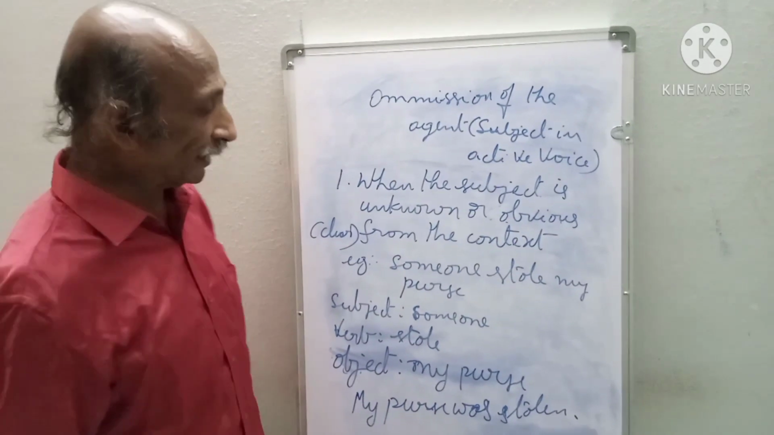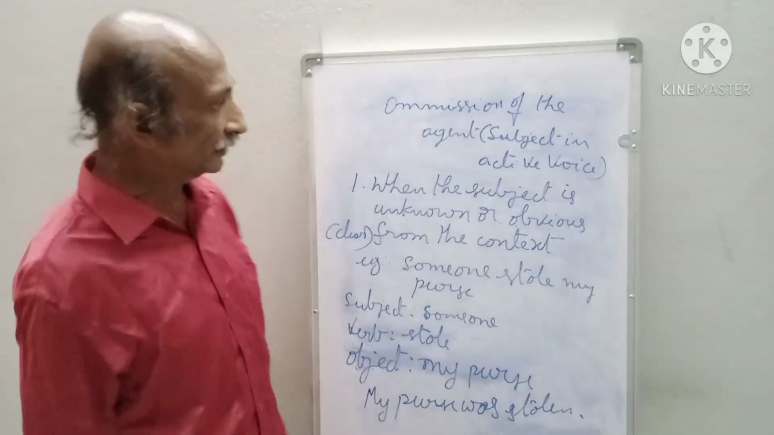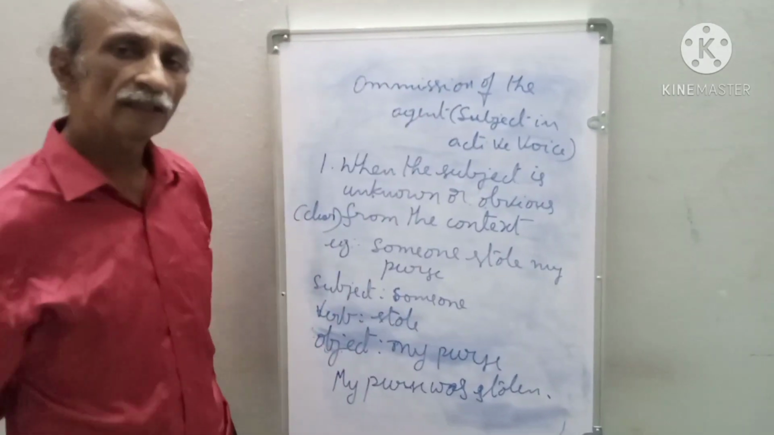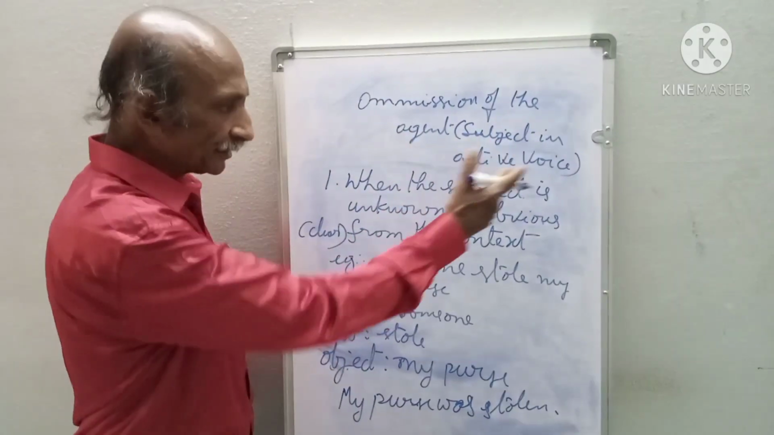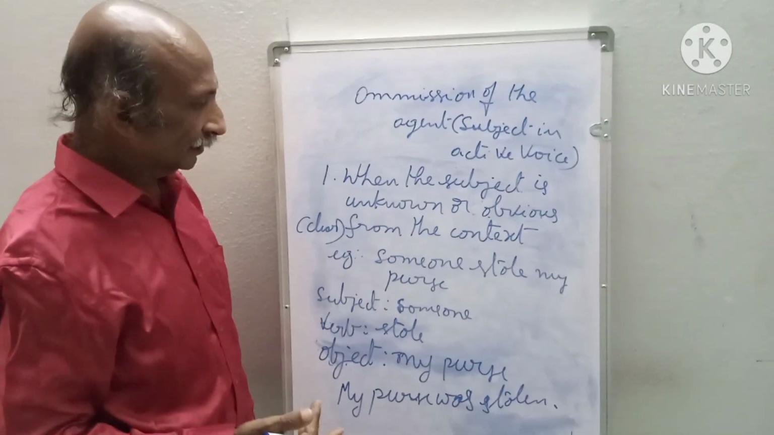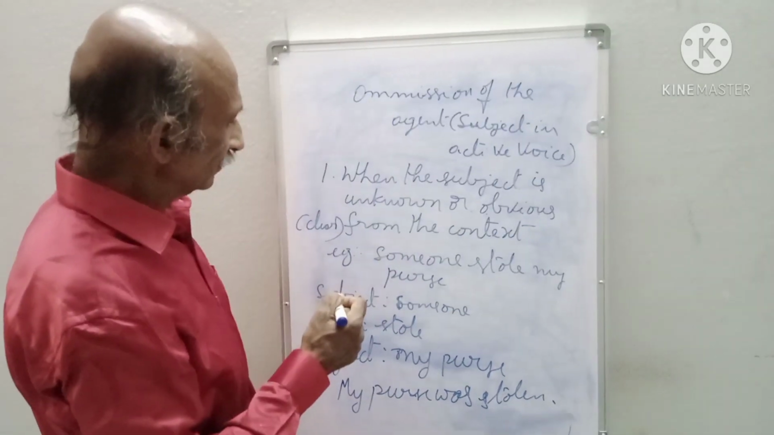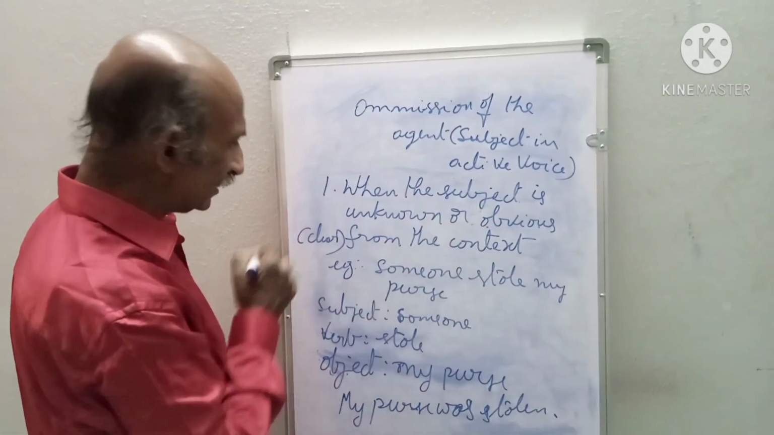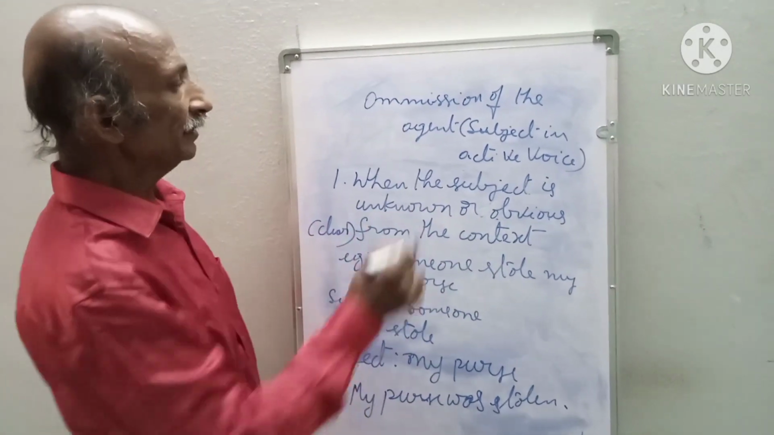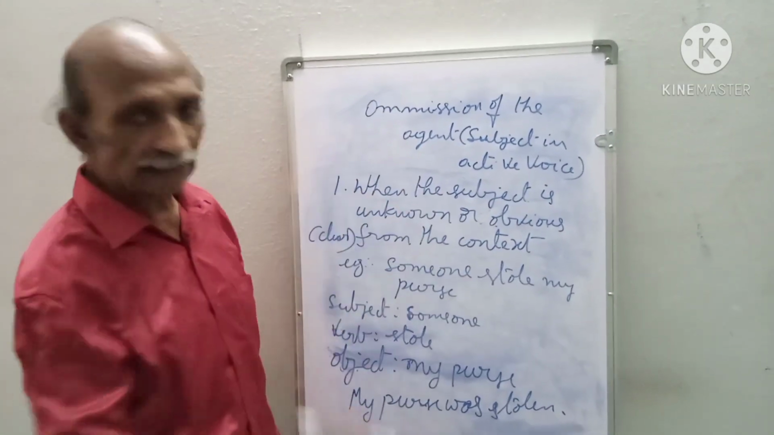My dear friends, now we have come to the last part of this concept, that is, omission of the agent. Now, when should we omit the agent? What is the agent? The subject in the active voice is the agent. Now look at the sentence here. When the subject is unknown or obvious from the context, the agent is not necessary.